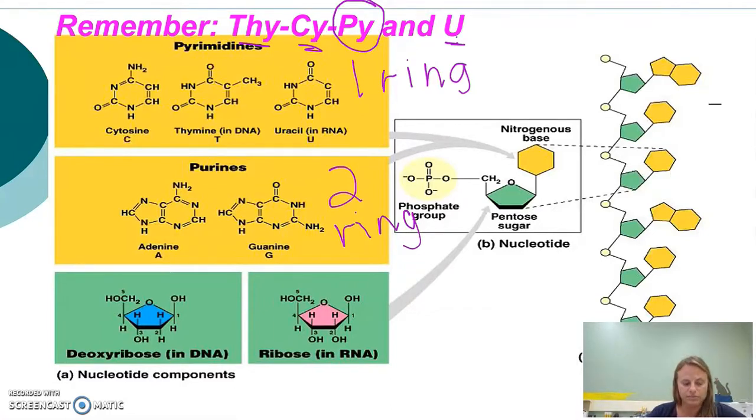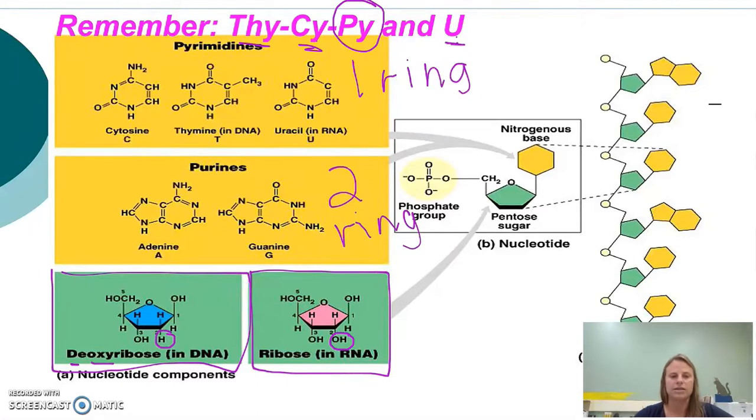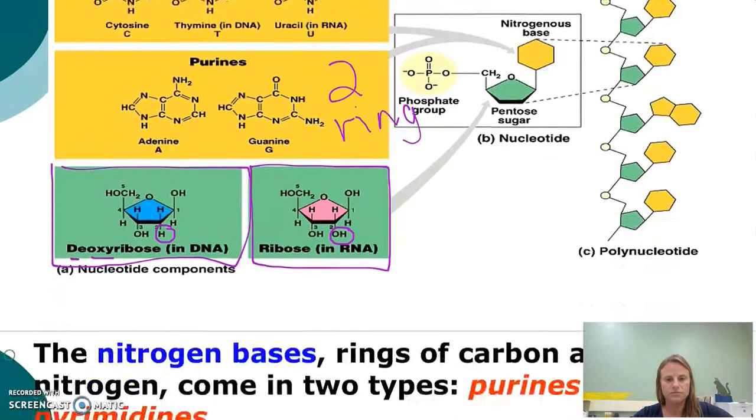And down here, you'll notice that deoxyribose is the sugar in DNA. Ribose is the sugar in RNA. Because if you notice, there is one oxygen that's missing. So that's where you get the deoxy name from.